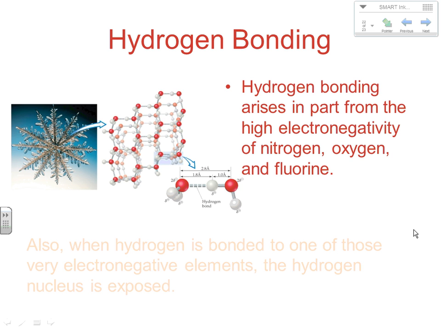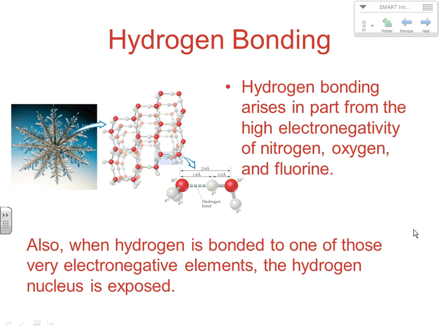Now the second component to the special nature of hydrogen bonding is the hydrogen. When hydrogen is bonded to one of these, what it really does is expose the hydrogen nucleus. So you have your fluorine and your hydrogen, and they're sharing the electrons, but those electrons, because fluorine is so electronegative, are shifted very close to the fluorine. So that makes this end significantly negative, and this end significantly positive.